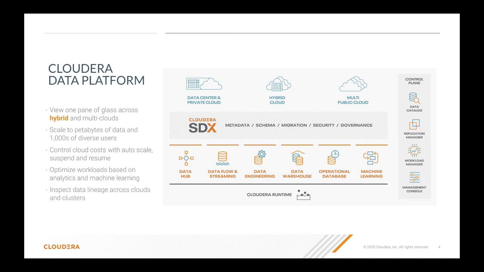And then lastly, when you have data in all these different places and all these users doing different kinds of analytics, how do you manage it all? And that's where Control Plane comes in. It provides data catalog, replication manager to be able to move data around, workload manager to understand the performance of queries and reports, and finally a management console that gives you a single pane view. So that's it for the slides.